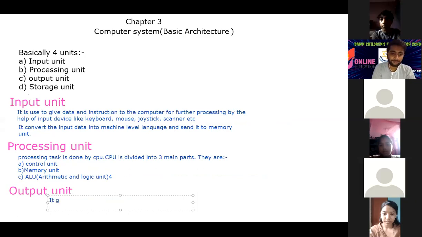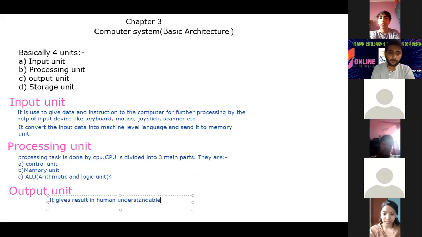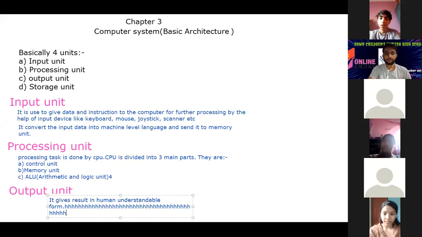It gives the result in human understandable form. Yes or no? That means here the output device will give the result to the user in human understandable form.